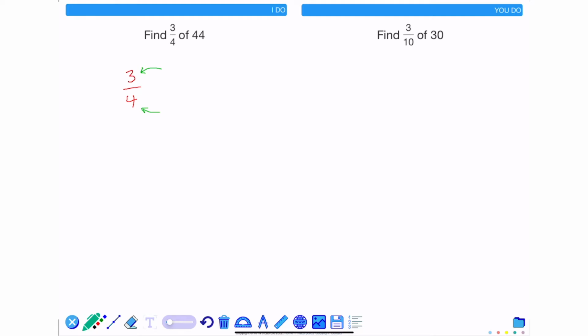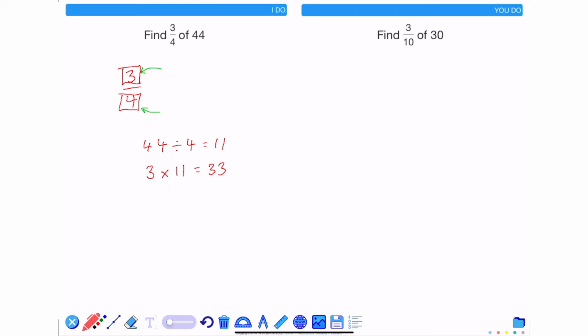So first of all, I need to calculate the value of one of the 4 parts that I need to divide 44 into. So 44 divided by the denominator gives me 11. The numerator tells me I need 3 of these parts. So 3 times 11 is equal to 33. And this is what 3/4 of 44 is.